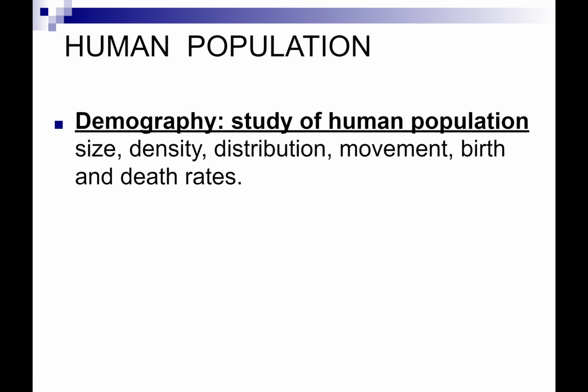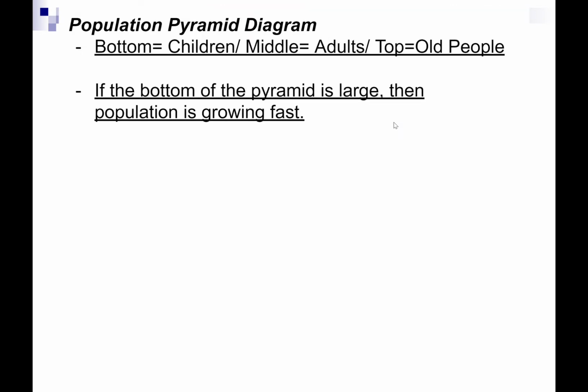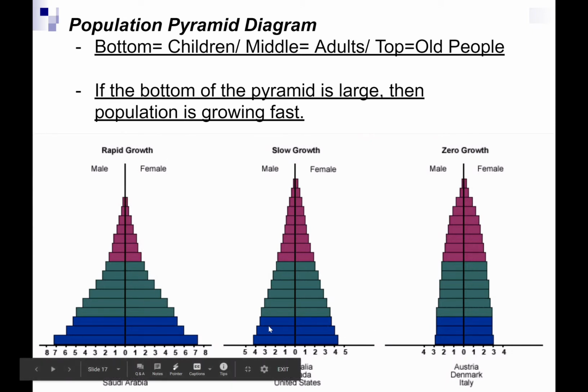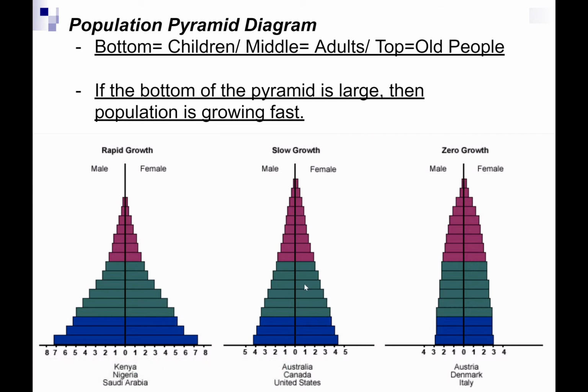First thing you need to write down is the word demography. All it means is the study of human populations. So when you see the word demography, just think of populations. Now, second thing, the population pyramid diagram. So what you need to know for this is the bottom blue means the children that are there. The middle green are the adults in the population. And the top red ones are the elderly, the grandparents.